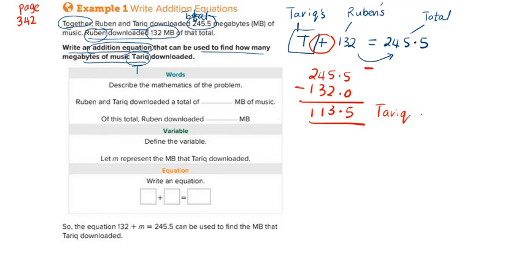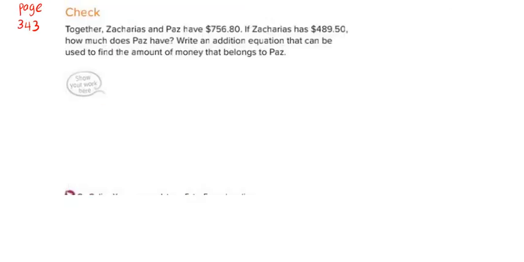If you want to quickly recap, Ruben and Tariq downloaded a total of 245.5 megabytes, but Ruben himself only downloaded 132 megabytes. So when we write the equation, Tariq's amount plus 132, which is Ruben's, in total gives us 245.5. Here you can see they use the variable m. You can use any variable. We used the variable t. It means the same thing. Alright, let's move on now to the next page.